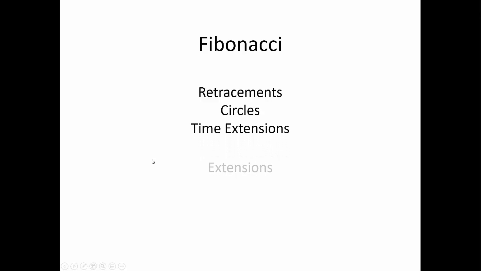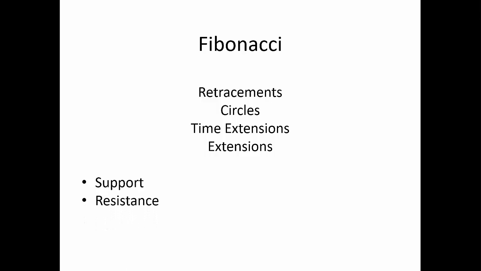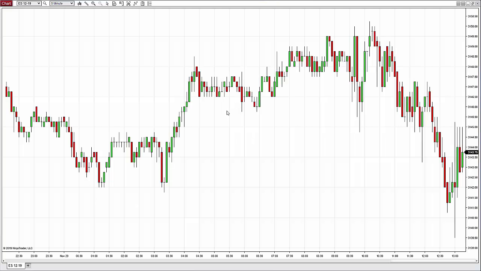Now, there are multiple types of Fibonacci application: retracements, circles, time extensions, and of course regular extensions. And these help us, for trading purposes, find support, resistance, and reversals. And we're going to show how to use these specific tools in four videos. So this is number one. We're doing retracements. We're going to escape out of this and jump over to an ES chart. Just take a look at it.